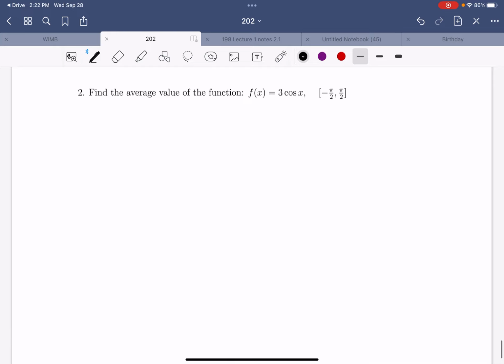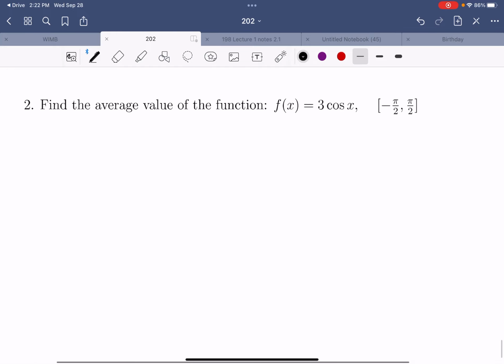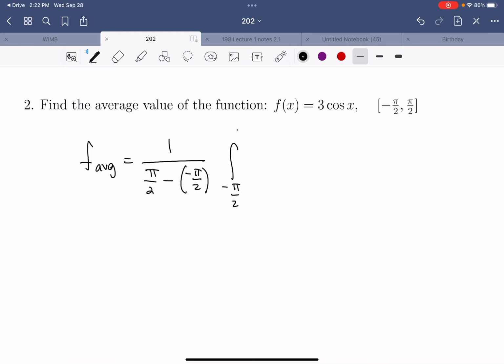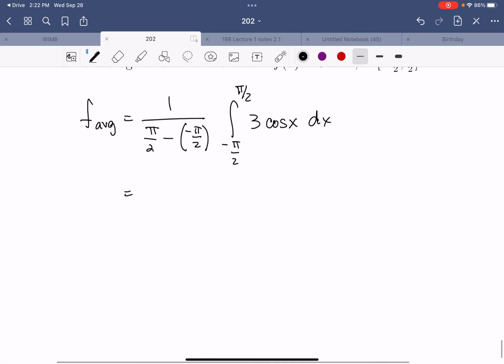For number 2, same thing. You're finding your f average by taking 1 over b minus a. So this is pi over 2 minus negative pi over 2. Integral negative pi over 2 to pi over 2 of 3 cosine x dx. All right, so this becomes plus a positive pi over 2, and pi over 2 is pi over 4. 1 over that, flip it around, gives you 4 over pi.